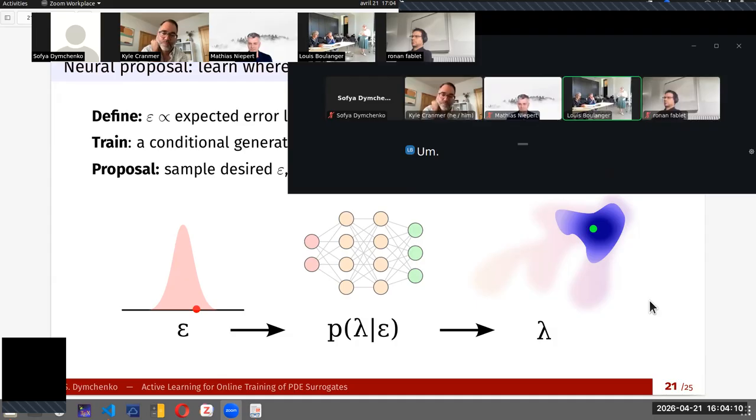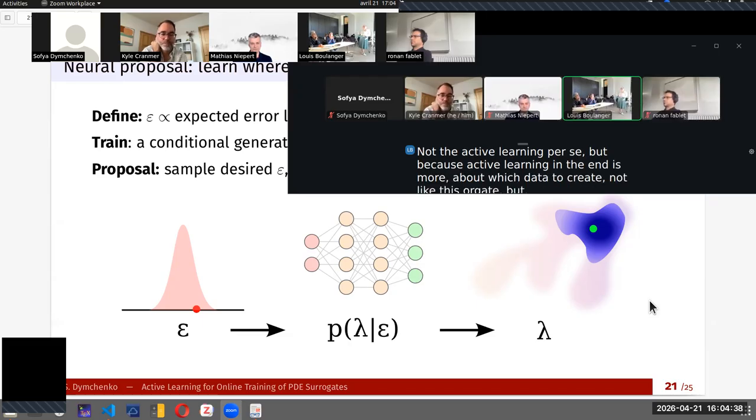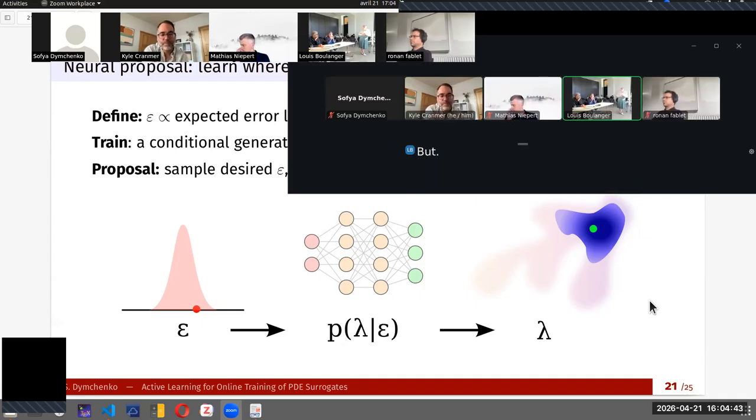And about the surrogate training itself, I think it's more about hyperparameter optimization. I never really looked into this area, but I think that's also something interesting that can be done in Melissa, not the active learning per se, because active learning in the end is more about which data to create, not the surrogate, but I guess that can also be done online maybe. So, but yeah. Okay.